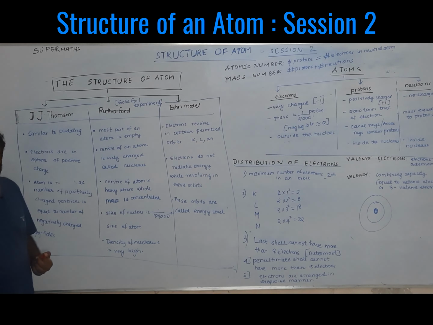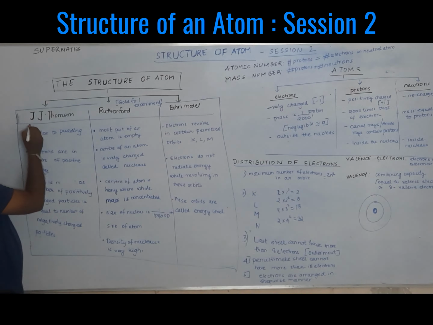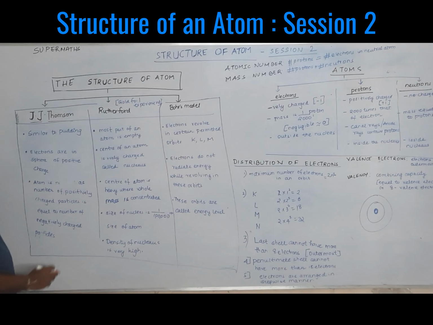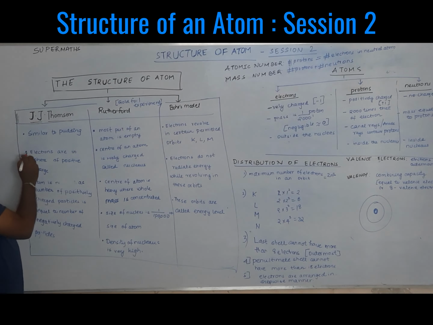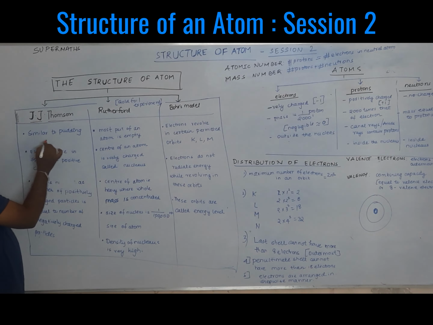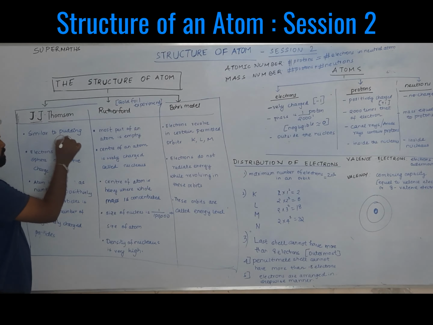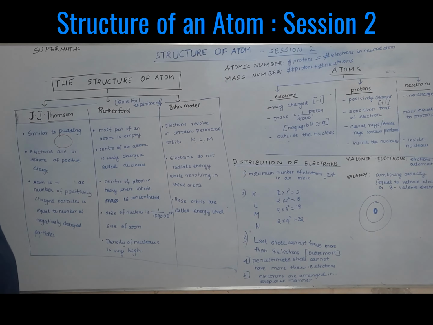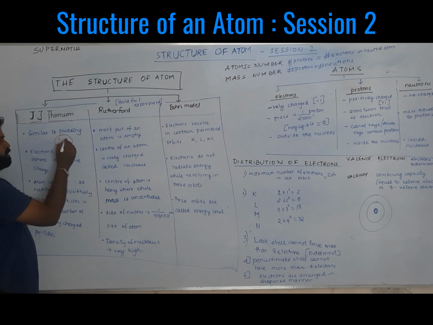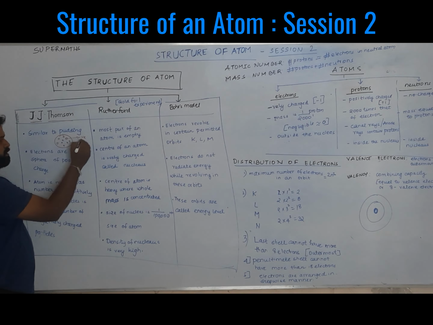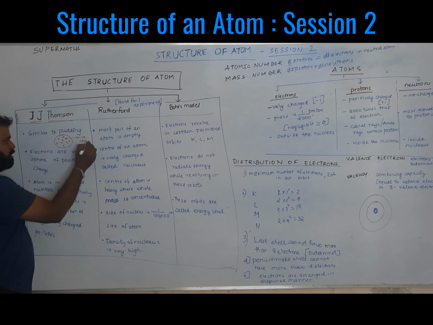So the three models. J.J. Thomson's model discussed that an atom is similar to a pudding. In that pudding, the dry fruits will be in the form of negative charges.